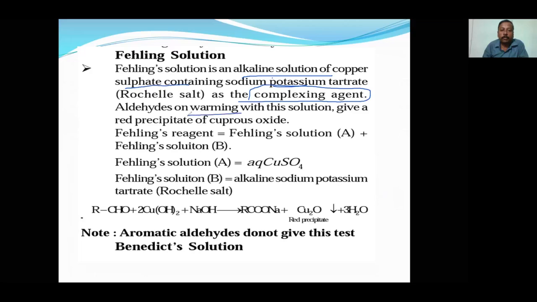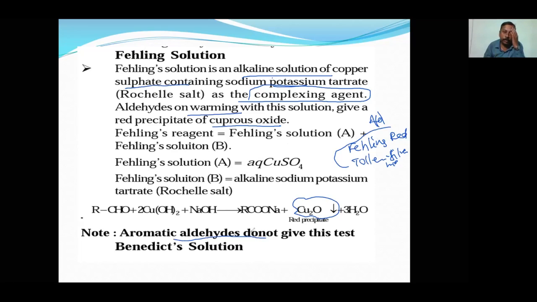Aldehydes on warming with copper sulphate, that is Fehling solution, give a precipitate of cuprous, and it is red color. In Fehling solution, which color? Red color. In Tollen's reagent, which color? Silver mirror. Who will give it when it is aldehyde? If it is not aldehyde, then they will not give. Understood? So aromatic aldehyde do not give.